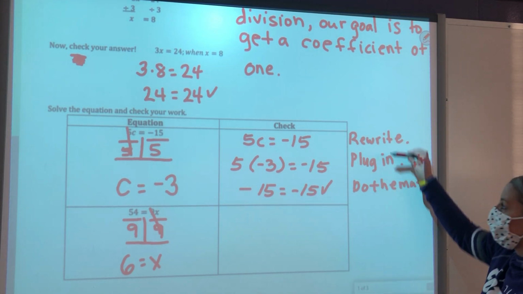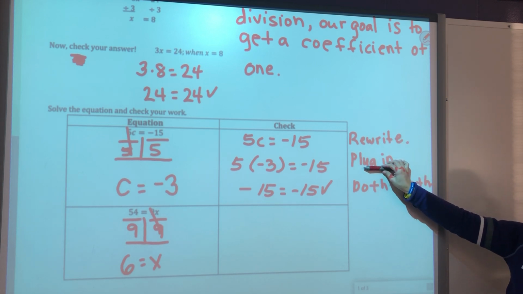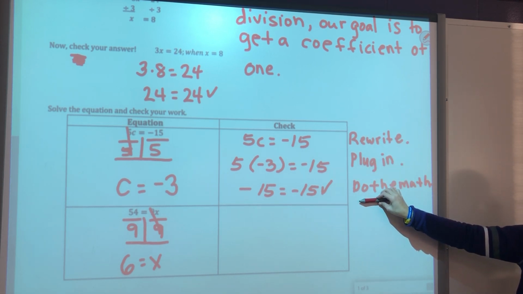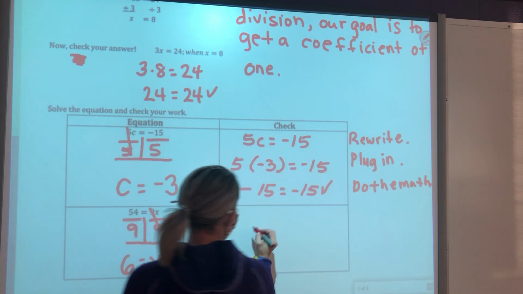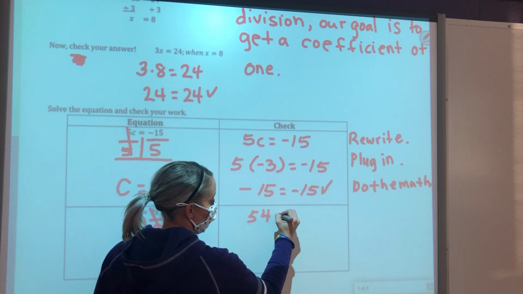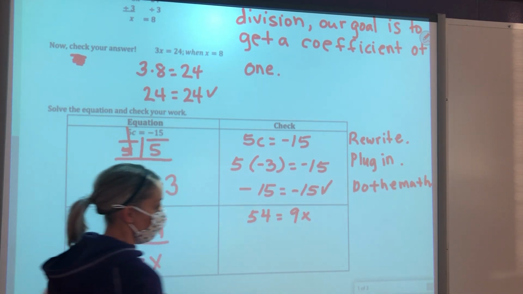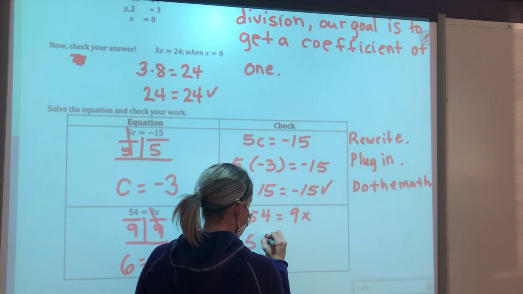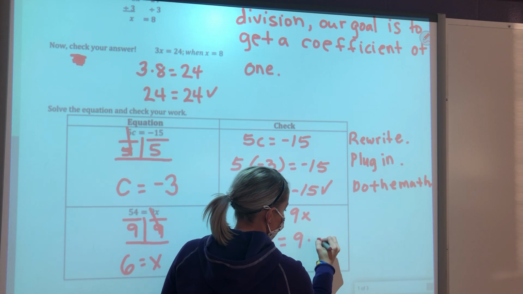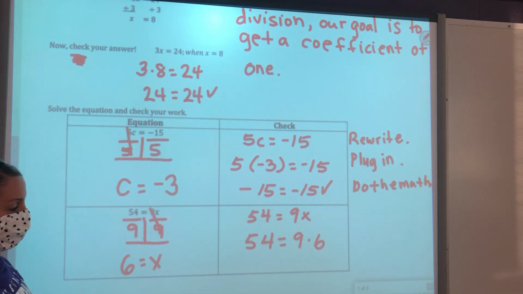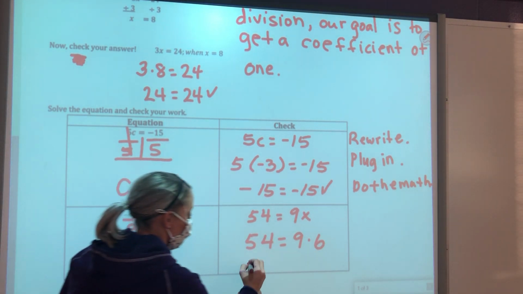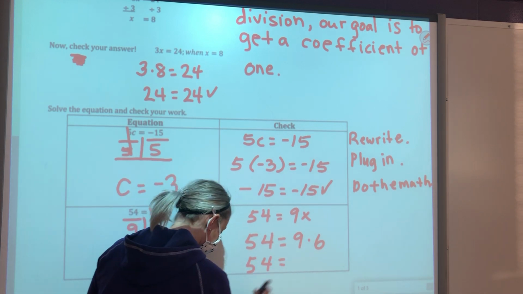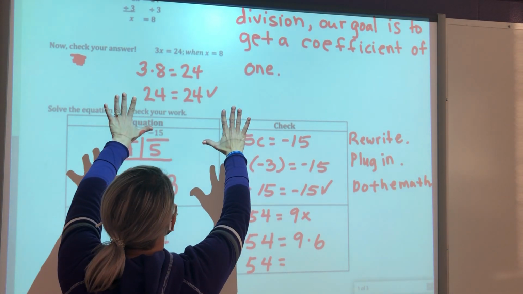So again, rewrite. Plug in, do the math. So I'm going to rewrite 54 equals 9x. What did I get for x? 6. So I plug that back in. So 54 equals 9 times 6. Equals 54.